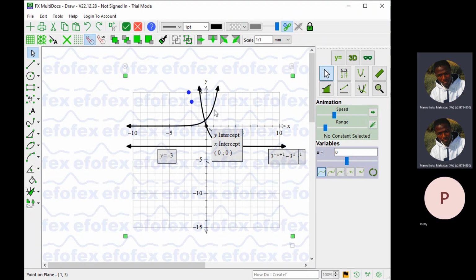Let me just quickly check the question. This one is the graph of h, and this one is the graph that we had before. So you can see what transformation was done to the graph.